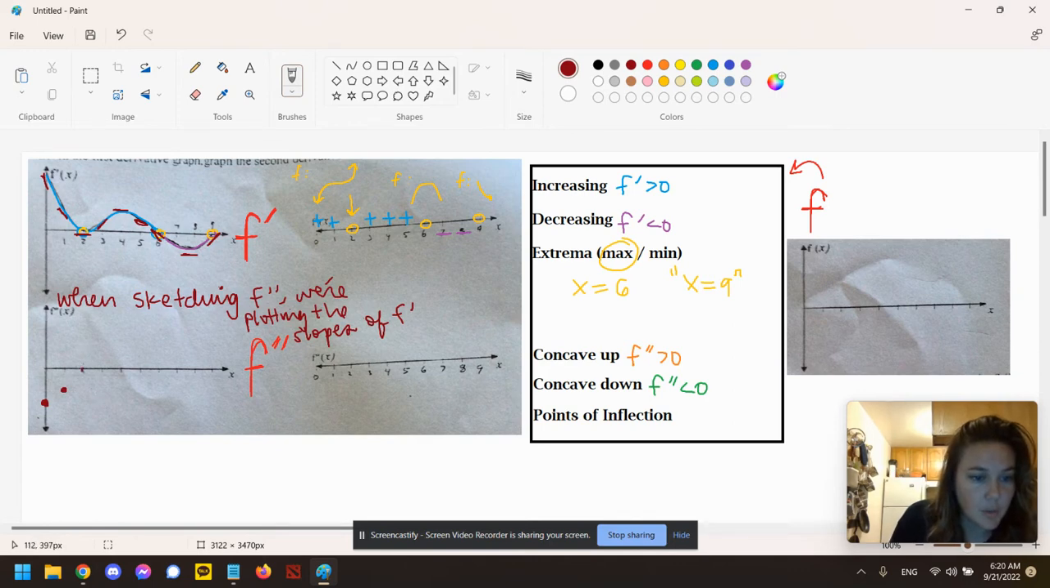At 2 it was 0, I'll put a 0. At 3 it was positive. At 4 it was 0. At 5 it was negative. At 6 it was negative. 7 was also negative, I just skipped that for some reason.